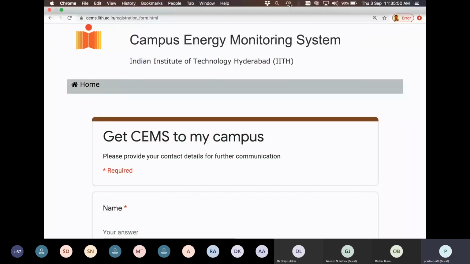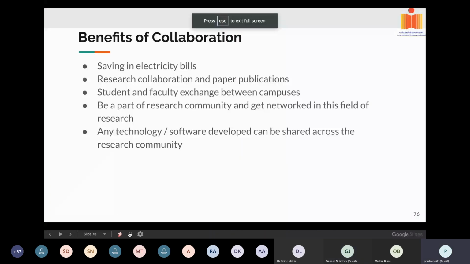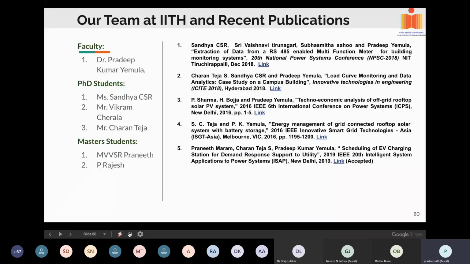Any questions on this? Some papers are also available, so you can see these paper links are available, so you can check these papers also.